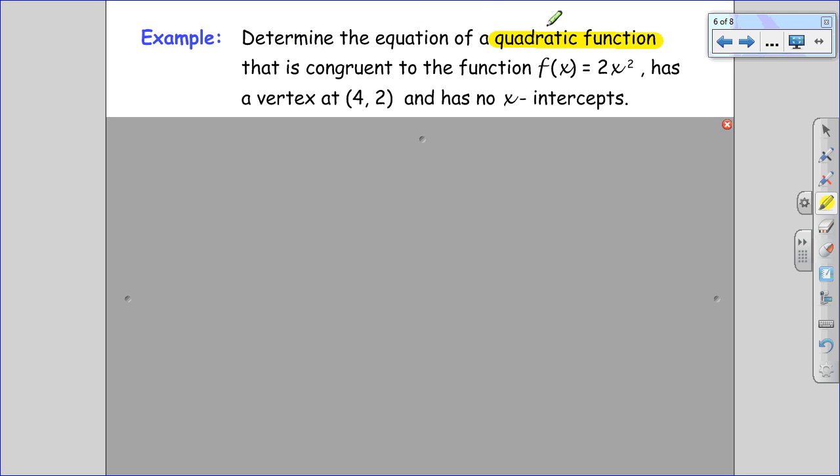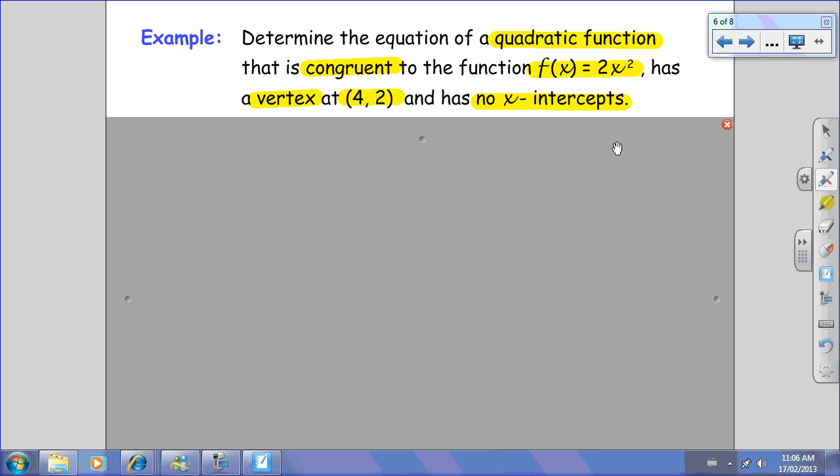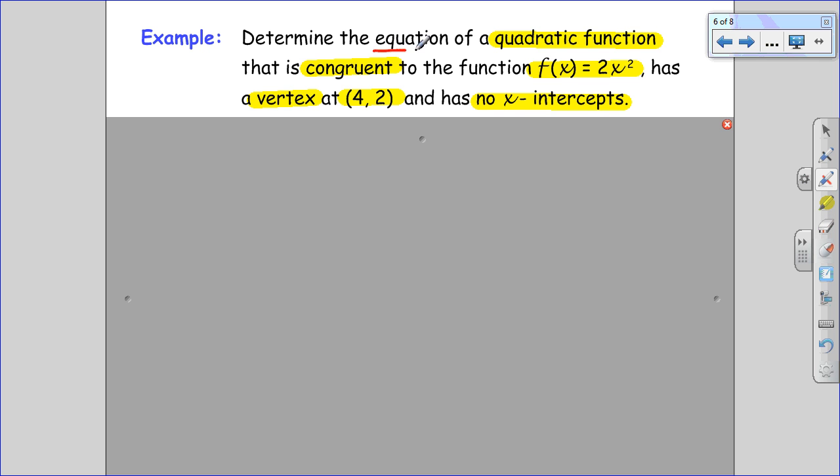So we're looking at the equation of a quadratic function that's congruent. Oh, I think I've heard that word before. To the function f(x) = 2x², has a vertex. Vertex is very important, at (4, 2). No x-intercepts. I'm going to read again. Determine the equation. Oh, right there it's telling me what to do. I want the equation. Let's make sure that's it. Of a quadratic function that's congruent to the function f(x) = 2x², has a vertex at (4, 2), and has no x-intercepts.